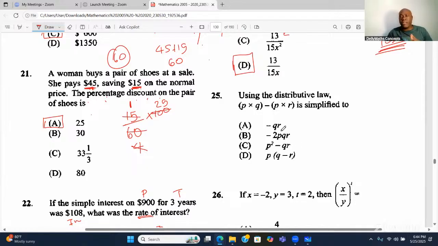We have PQ minus this, that, right? Is simplified as what? All right. So what is this simplified as right about now? Anybody? What is this simplified as?